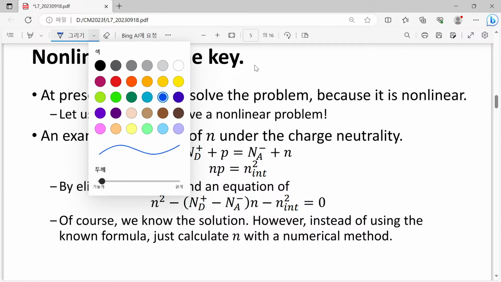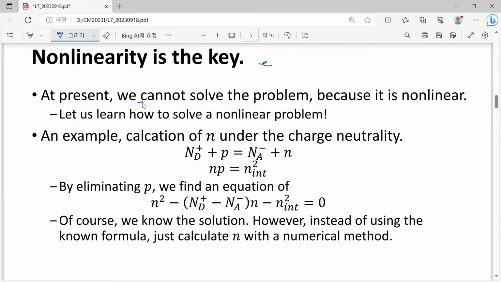So we cannot solve the problem this way because it is nonlinear. Then how can we solve a nonlinear problem? I have one example taken from our charge neutrality condition.